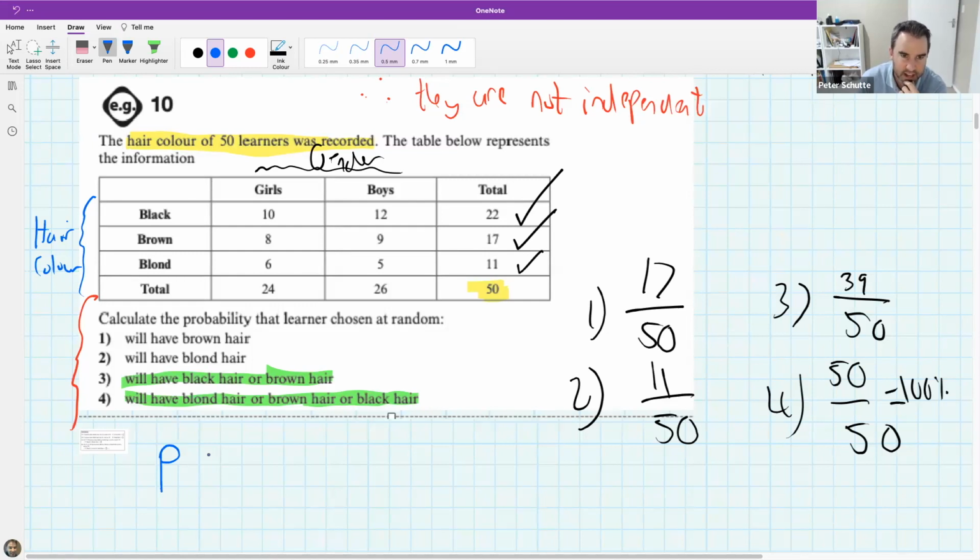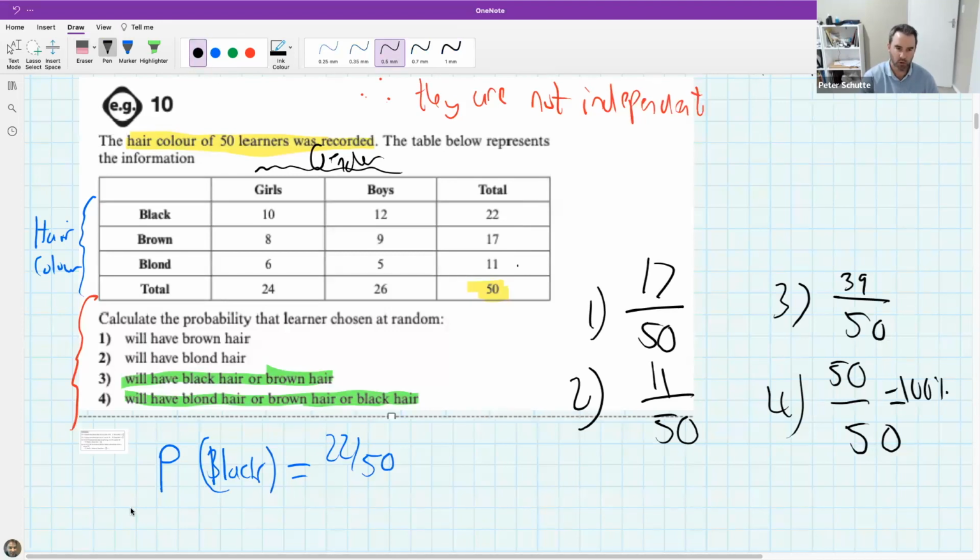what is the probability of somebody having black hair? So what is the probability of someone having black hair if you choose them from the whole class? What is the chance of that? So it's going to be 22 out of 50. Well done. Exactly.